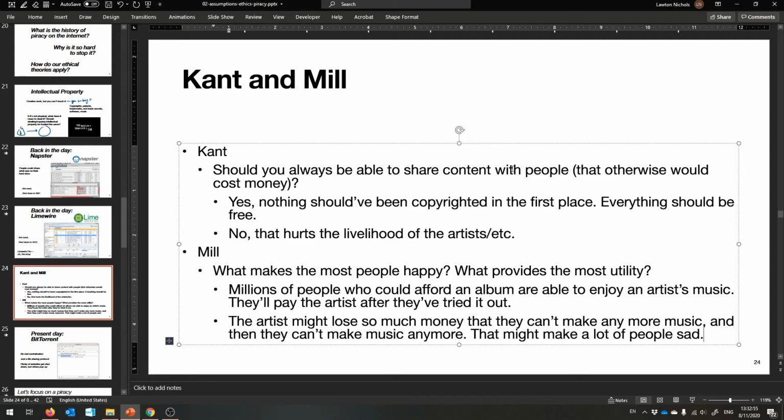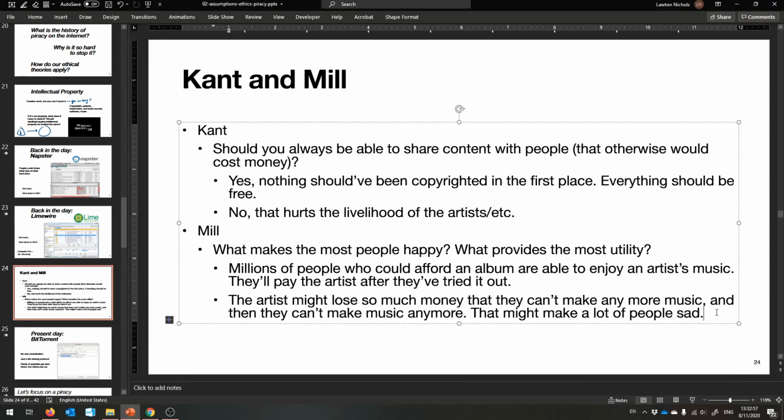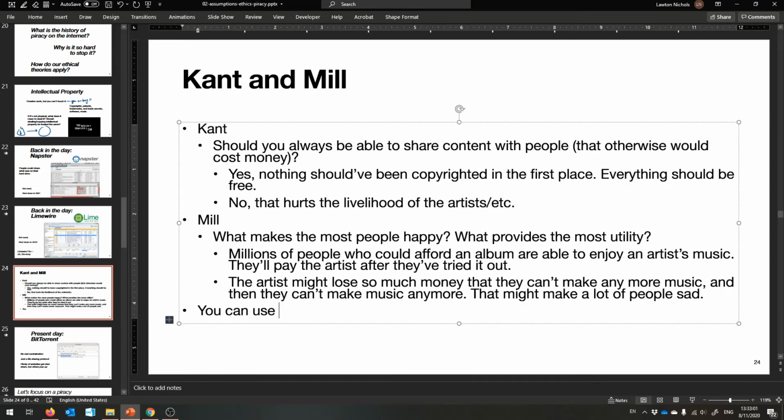So, this is a very good example of showing you that you can use Kantianism and utilitarianism to argue both sides. They will support both sides.